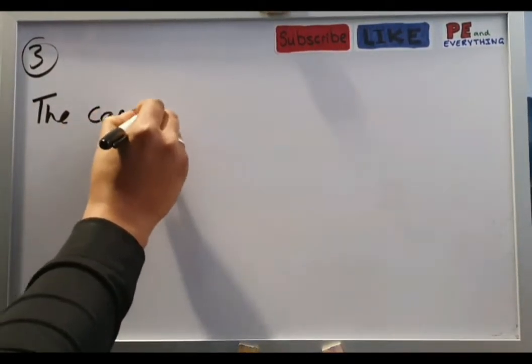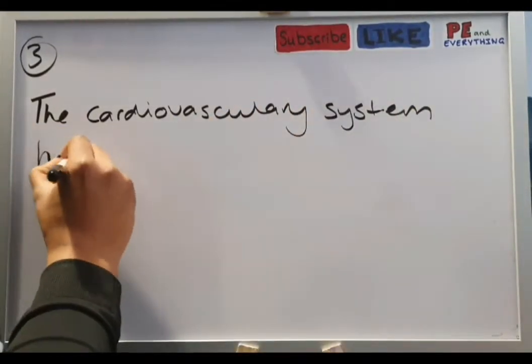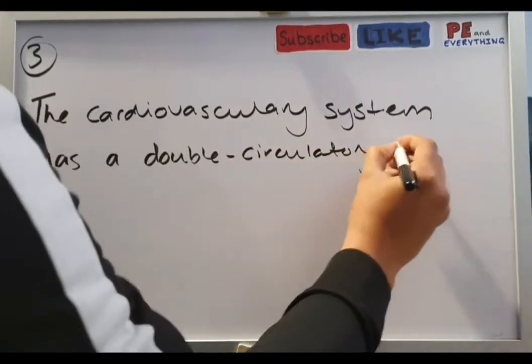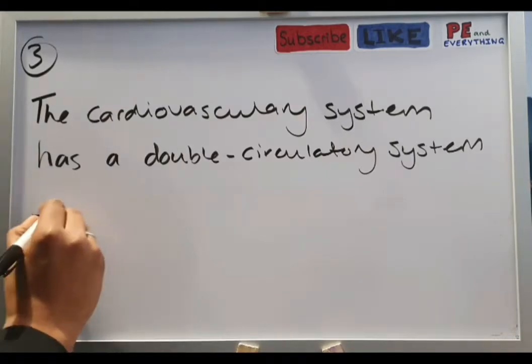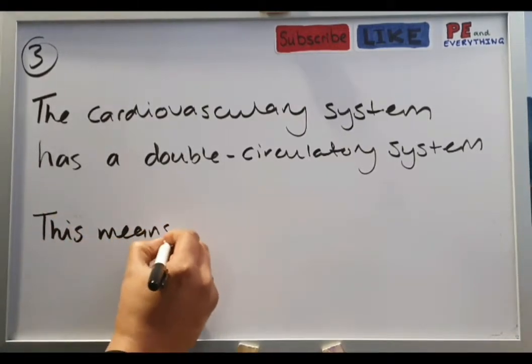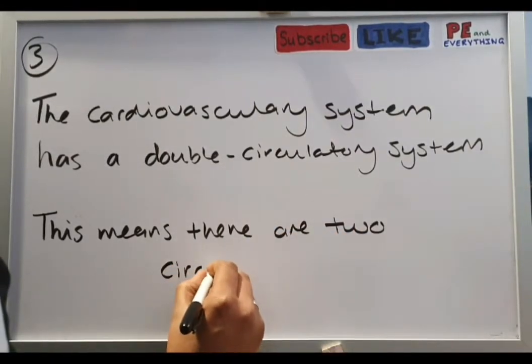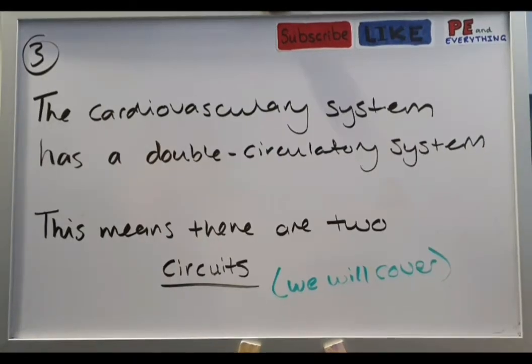Okay then, fact number 3 is that the cardiovascular system has a double circulatory system. So this means that there are 2 circuits, which we are going to go through in a bit more detail throughout this video. So by the end of it, you'll know exactly what I'm talking about.